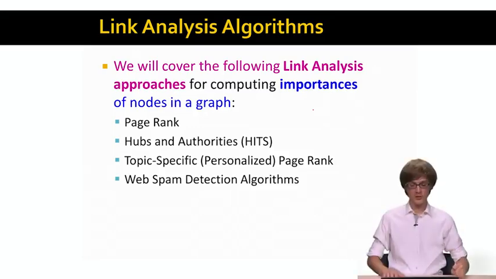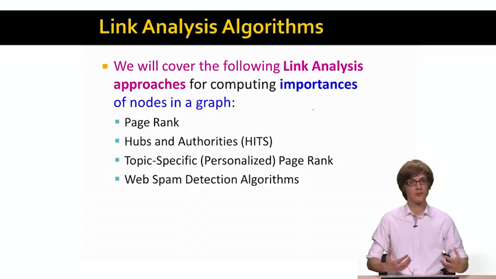So in order to compute the importance of the nodes in a graph, there are several approaches. Broadly, these approaches are called link analysis, because we are analyzing the links of the web graph to compute an importance score of a node in a graph. The first approach we will look at is called PageRank. And this is really the algorithm that was invented and that was behind the initial implementation of the Google search engine. Then we will also look at another algorithm called hubs and authorities.